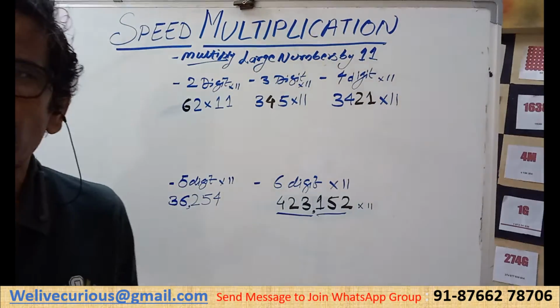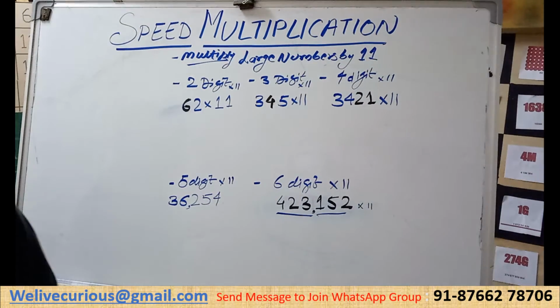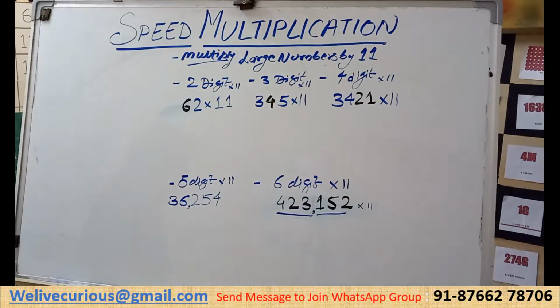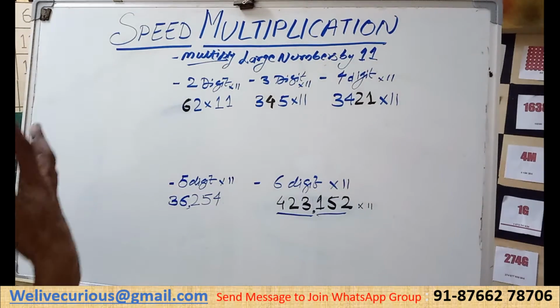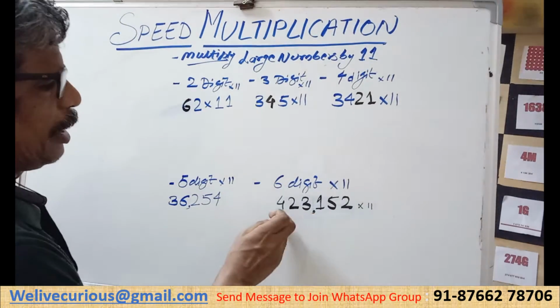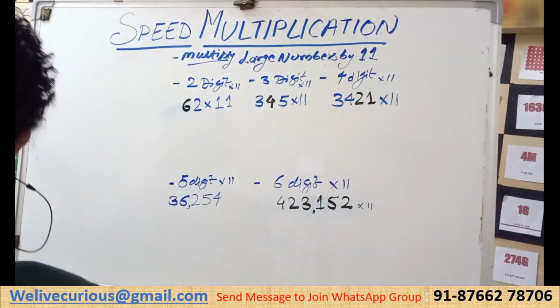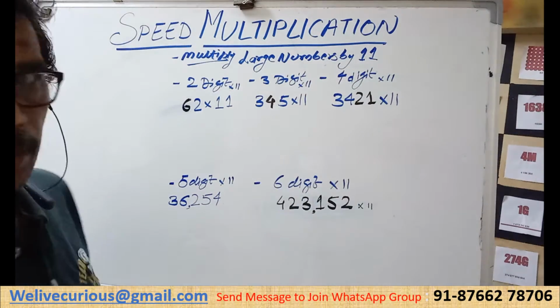We are not out to beat the calculator. Calculators are just fine, but once you do this kind of multiplication, you get a better understanding of mathematics, and it is an interesting window to the nature of numbers, how numbers behave and their properties. This is why we are interested in speed multiplication, not just for speed, but for understanding the behavior of numbers. Okay, so we will get on with the multiplication of a 6-digit number by 11.